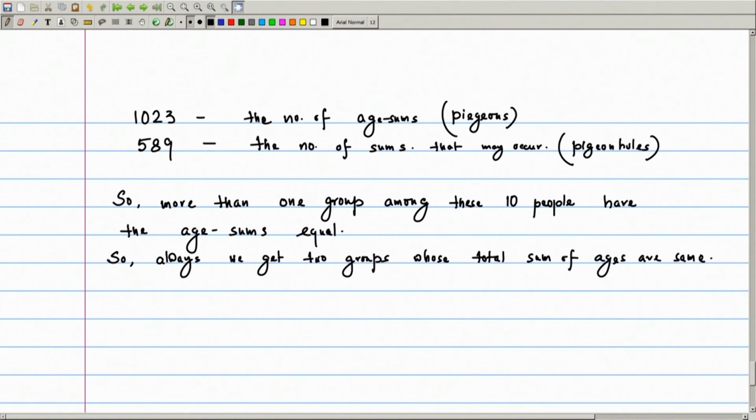Now, we have read the pigeonhole principle in simple form, and mainly the applications that we can solve using this simple form of pigeonhole principle. In the next lecture, we will read the strong form of pigeonhole principle.